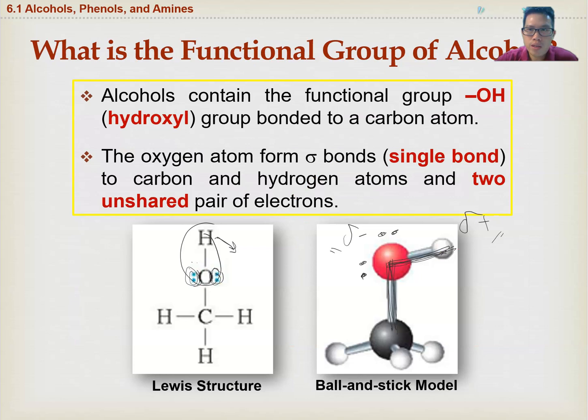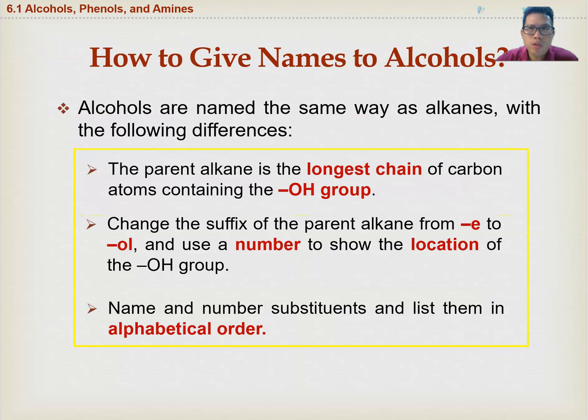Okay, so this one is polar molecules. So how do we give a name to alcohol? Alcohols are named the same way as alkanes and alkenes, what we have learned before, exactly the same. You need to look for the longest chain, and this longest chain must contain the hydroxyl group. When you name it, at the end of the molecule, instead of E, you put OL.